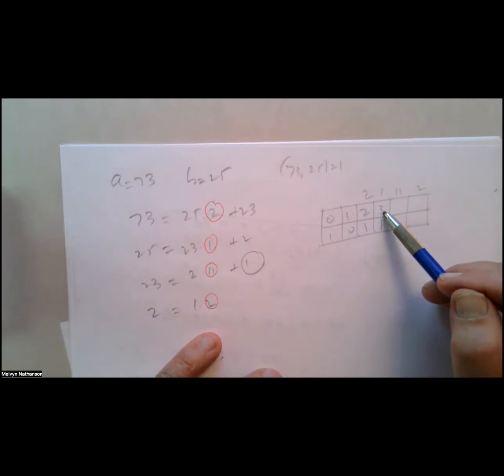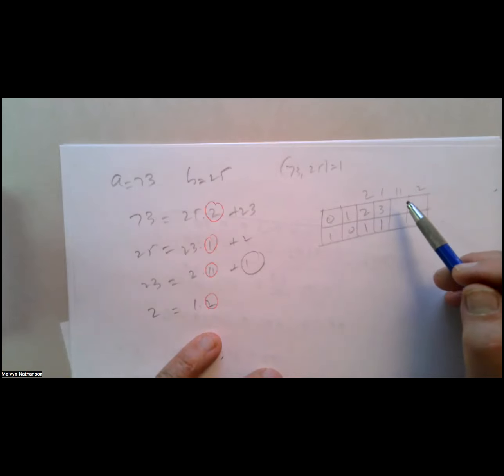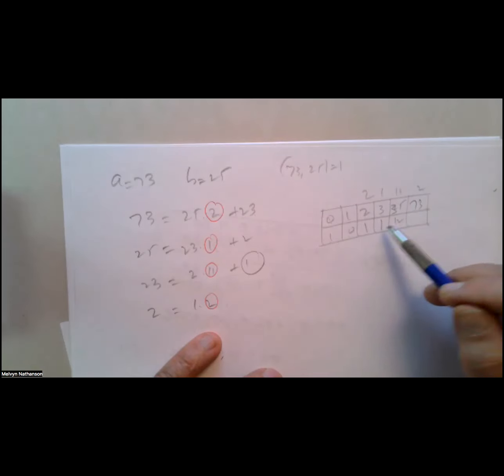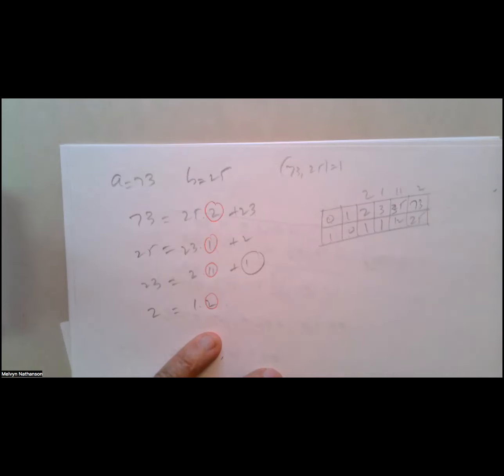This times this is 33 plus 2 is 35. This times this plus this is 12. This times this is 70 plus 3 is 73. This times this plus this is 25.